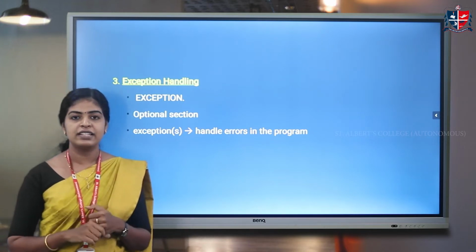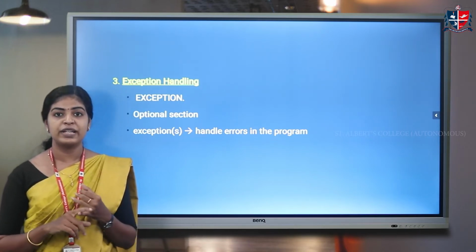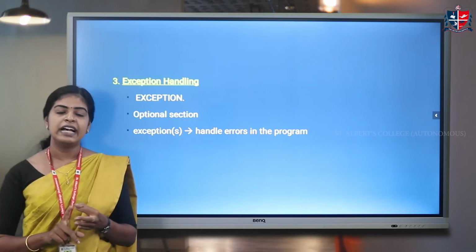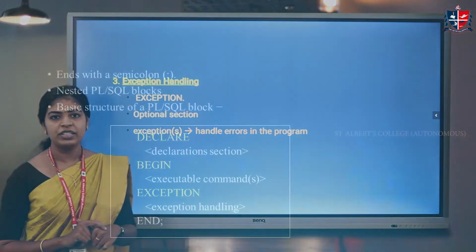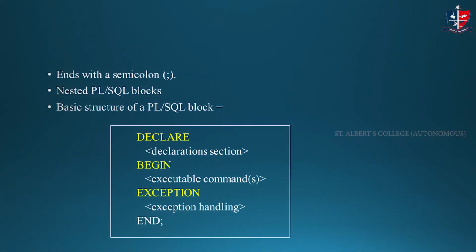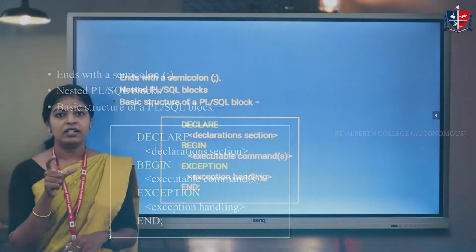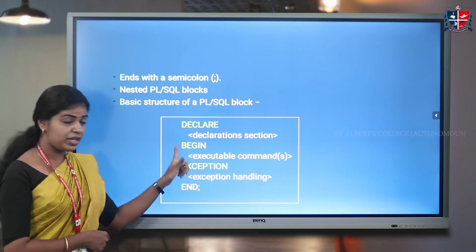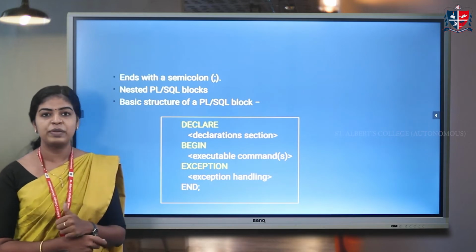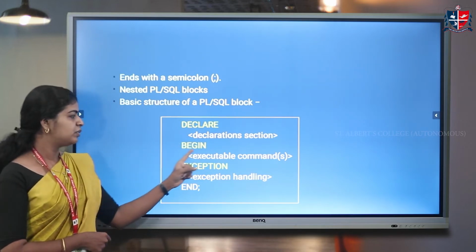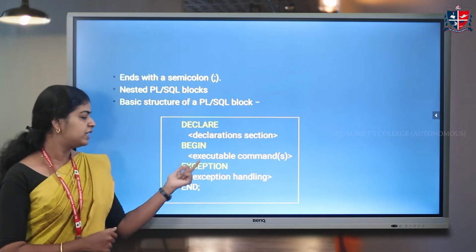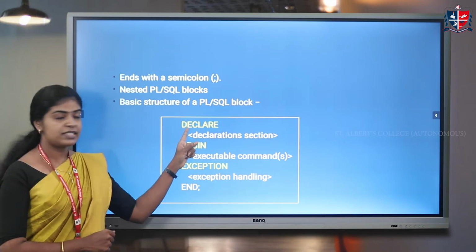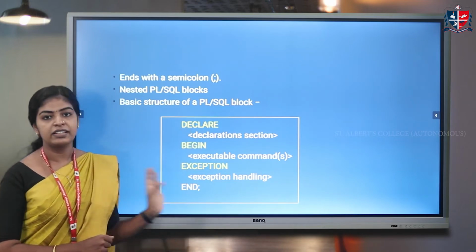These are the three sections or three blocks of PLSQL. First one is the declaration section, second one is the executable command section, and last one is exception handling. In this class, we are mainly focusing on this exception portion. You can see the basic structure of PLSQL: declare section, begin and exception. Between the begin and end, we can add our executable commands. It starts with the declaration section and ends with the end section.